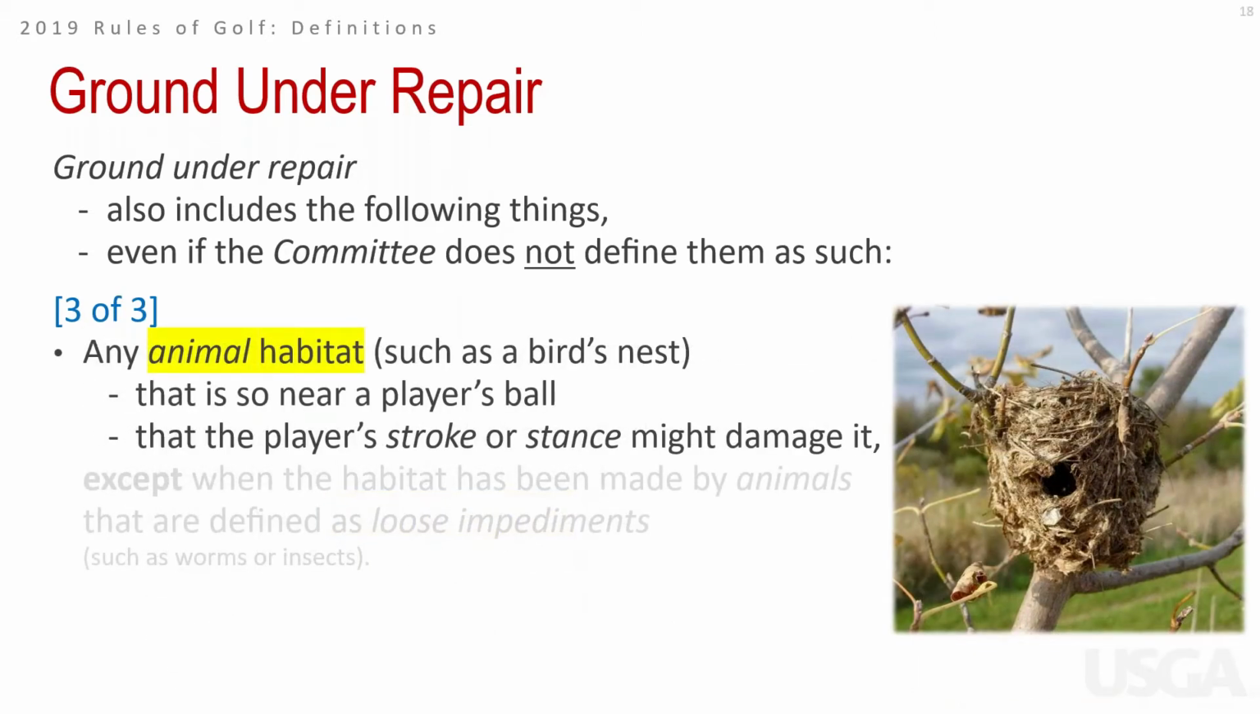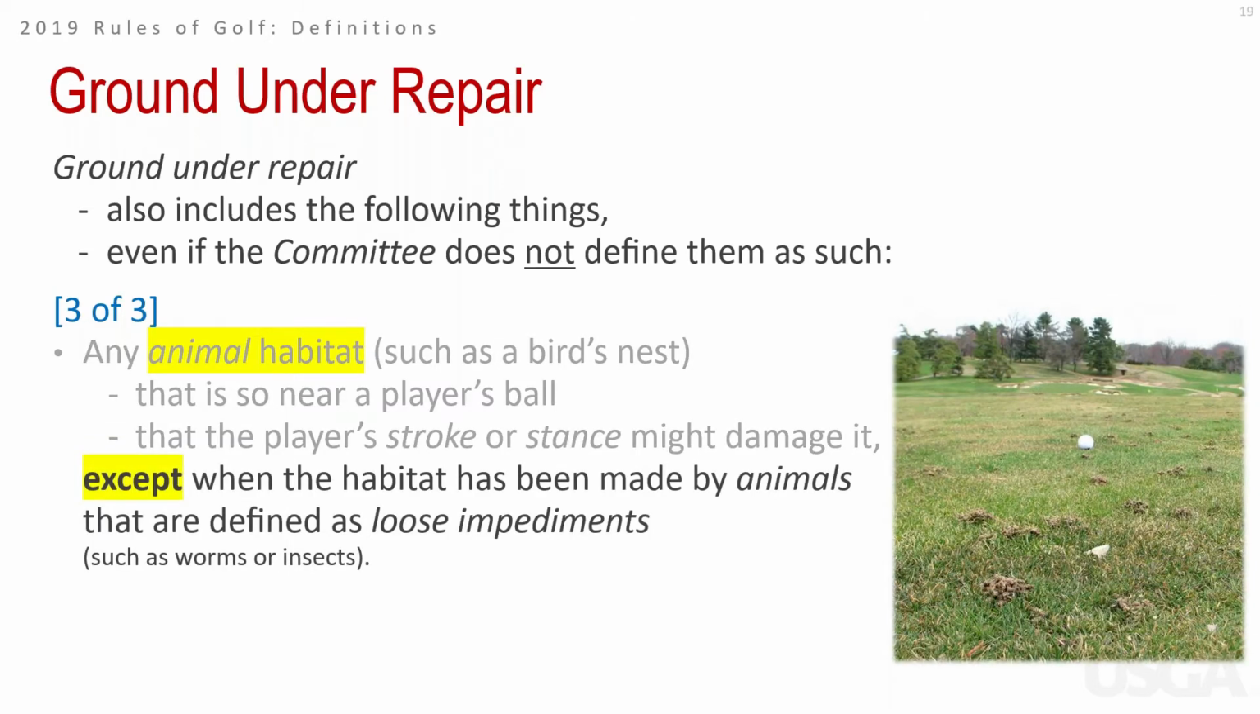And another one here is any animal habitat, such as a bird's nest, so near to a player's ball that the player's stroke or stance might damage it. We're not going to expect you to play from that. We're going to get you relief away from their habitat. But as we alluded to earlier, when the habitat has been made by animals that are defined as loose impediments, such as worms and insects, that's going to be our lone exception to where you're not going to get ground under repair relief for that.